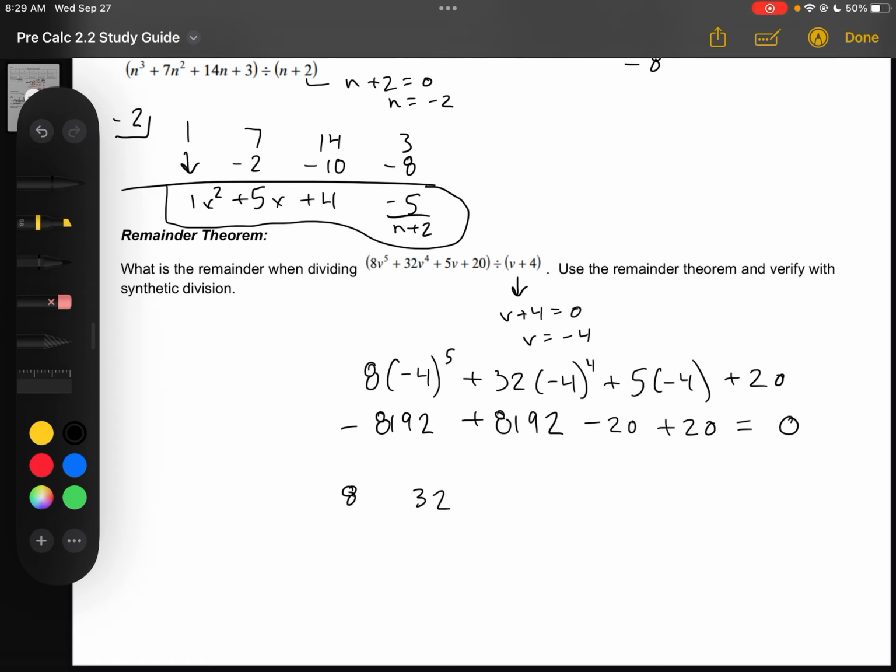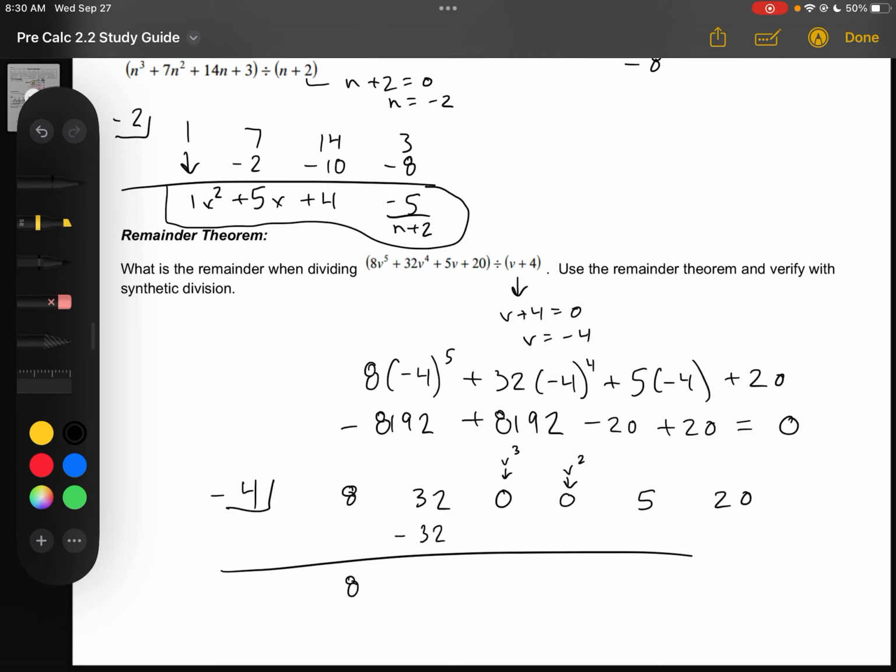So 8, 3, 2, going to have 3, 2, 1, 20. Negative 4 here. For these ones right here, we don't have a v to the third power. We don't have a v to the second power term. So that's why we have 2 zeros as placeholders. And then we can synthetically divide. And what we're going to see is we do, in fact, have our final term, our remainder is 0. So that does verify here.